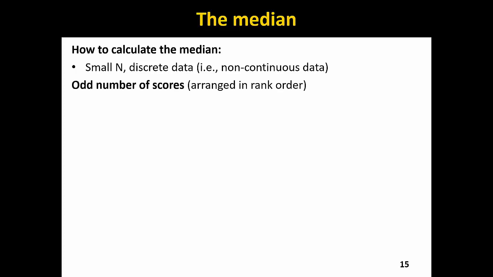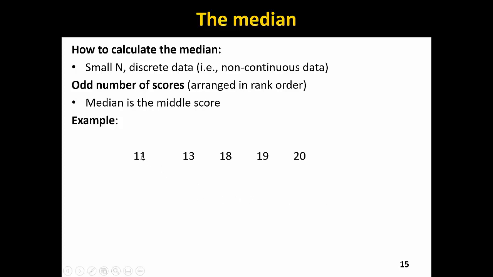If we have an odd number of scores, we begin by rank ordering the scores from low to high or from high to low. In this case, I'm going to order the scores from low to high, and the median is the middle score. So here we see an example of 5 scores obtained from 5 different people, discrete, so there are gaps between them. There are no possibilities of fractional components. So we have a person that scored 11, a person that scored 13, 18, 19, and 20.